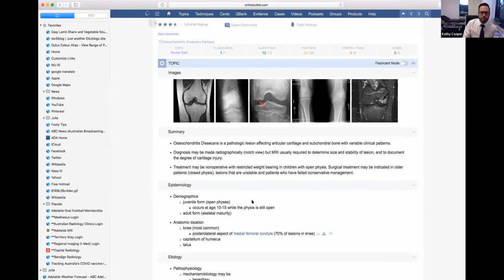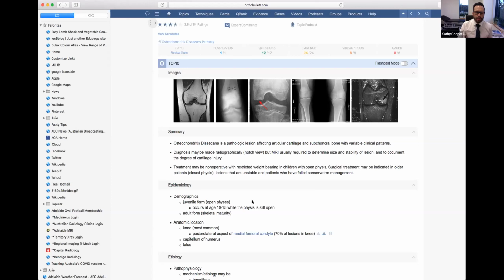And often the sporting, athletic kid who suddenly gets an effusion and unexplained pain in the knee usually has no particular mechanism associated with it. And then occasionally we'll see the adult ones where they've been missed during the juvenile stage and they've gone on to develop some consequences. So occasionally we'll see those come through as well.